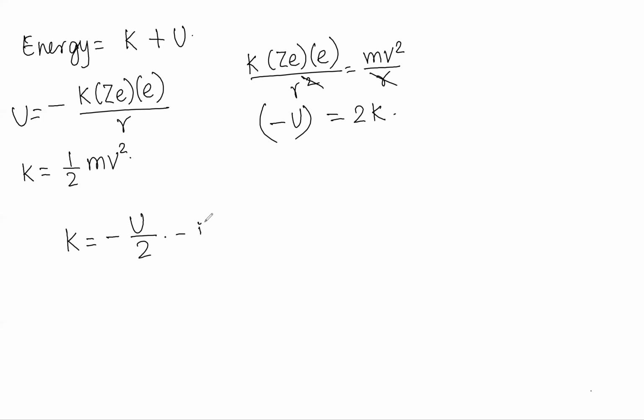This relation is important. So we can write total energy is equal to kinetic energy plus potential energy. And how much will this be? Kinetic energy is equal to minus u by 2 and potential energy is equal to u. So total energy becomes simply u minus u by 2, which is equal to simply u by 2. Okay, this is your total energy.